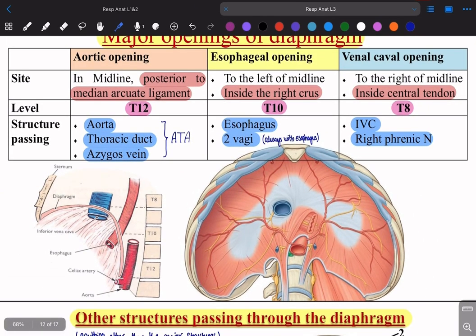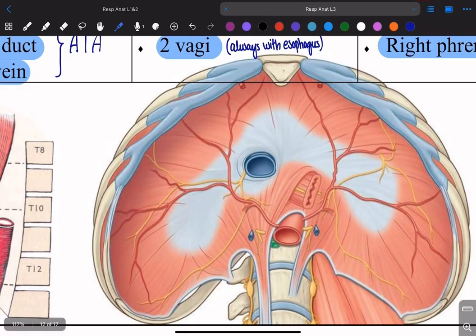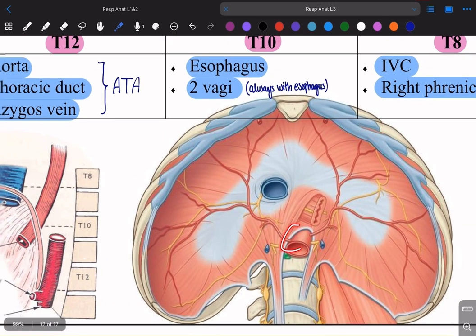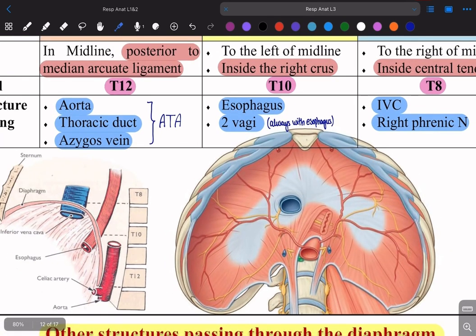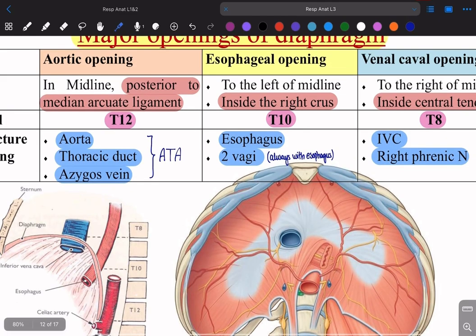Why is it here? Because when the diaphragm contracts, this area, in the posterior part, increases in size. It's not going to be compressed, and we don't want pressure in this place, because this is the aorta. The narrower it gets, the less blood will go to the body. So we want this area to be as dilated as possible, so the blood can go in and reach the rest of the body. That's why this is the location. That's all we need to know: it's posterior to the median arcuate ligament. This is for the aortic opening.